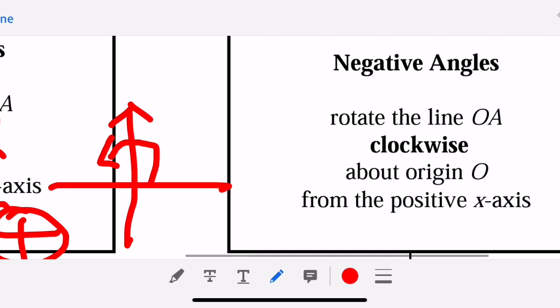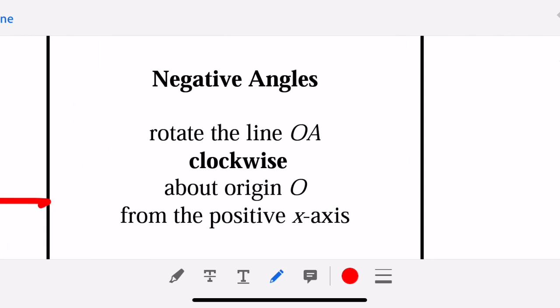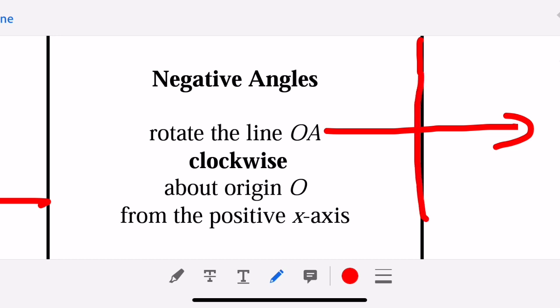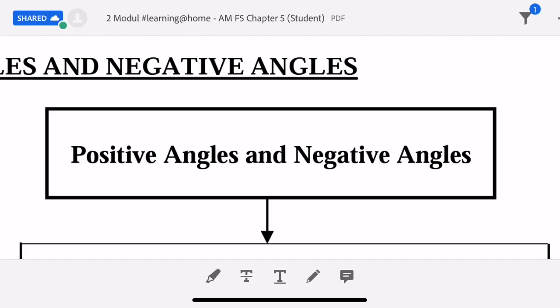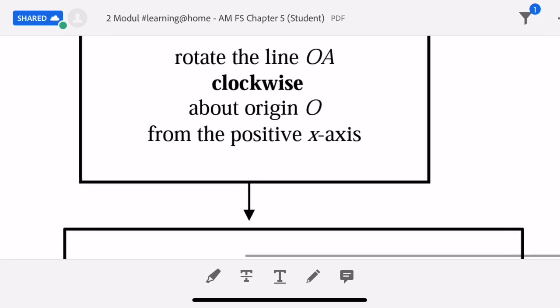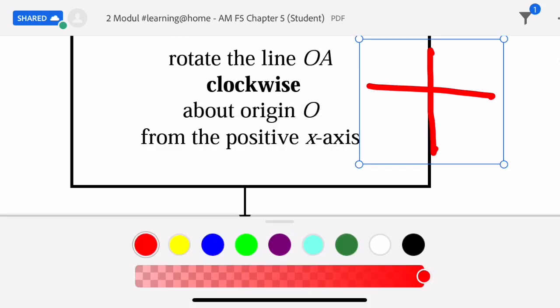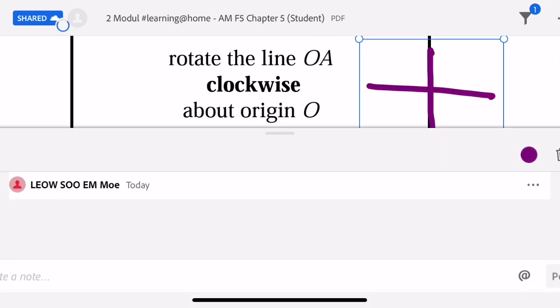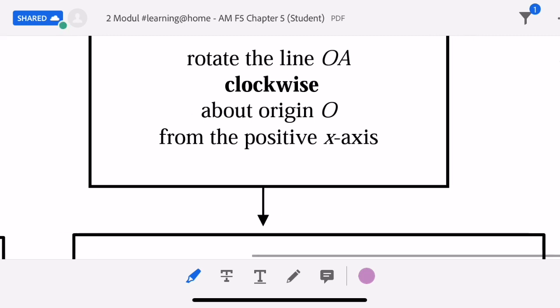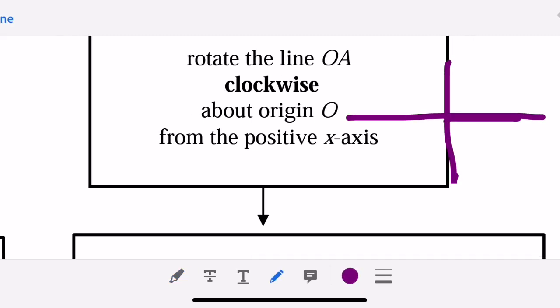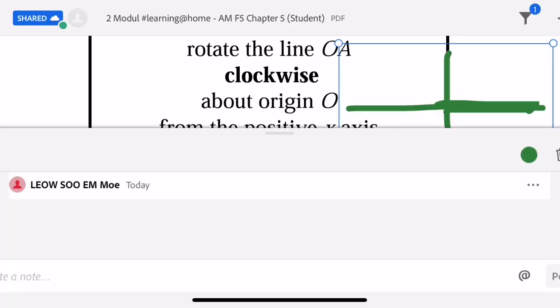We always have a line which we call the rotating line. The rotating line is always at the origin. So we will always use the concept that an angle on the positive side is always positive.